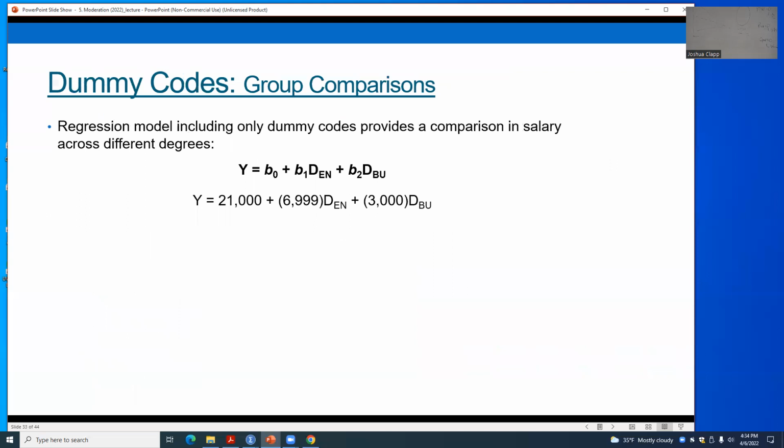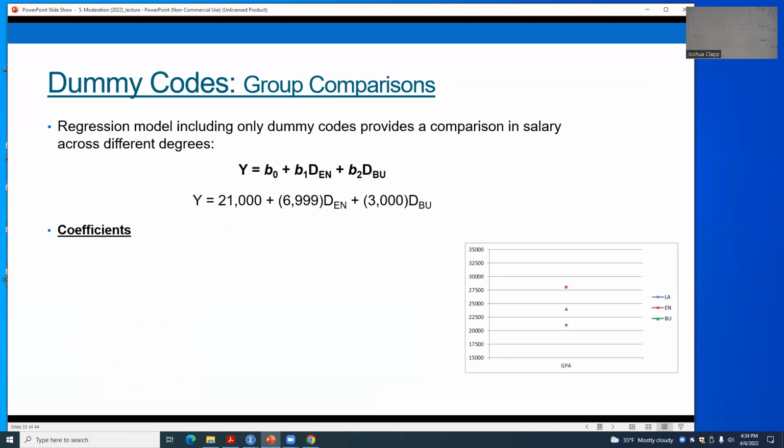And so that's the limitation with this, wanting to think about how you're setting up these models. Okay. So if we go through and we do this, what we can do is, let's say I want to set up a regression model that's just comparing salary across these different degrees. What I can do is I can take salary and regress that onto my dummy for engineering and my dummy for business, and this is what I get, okay?